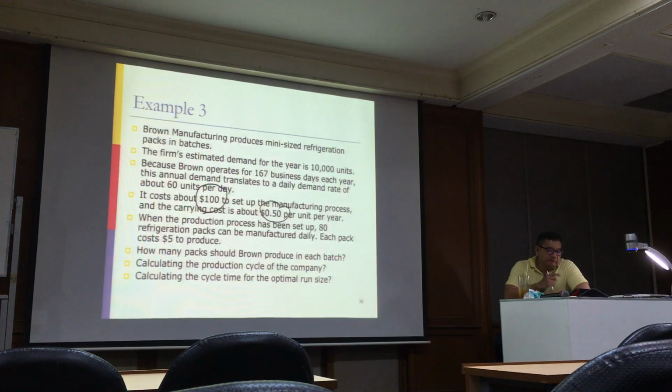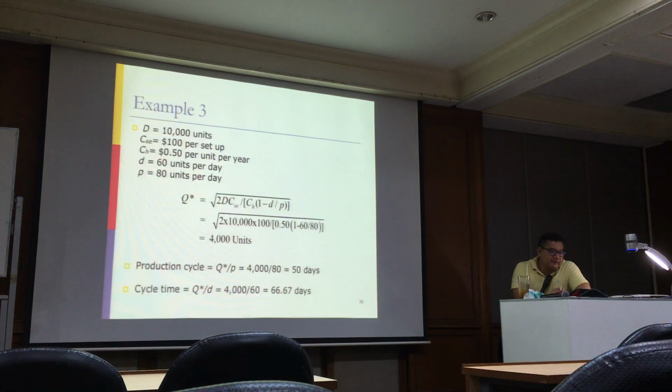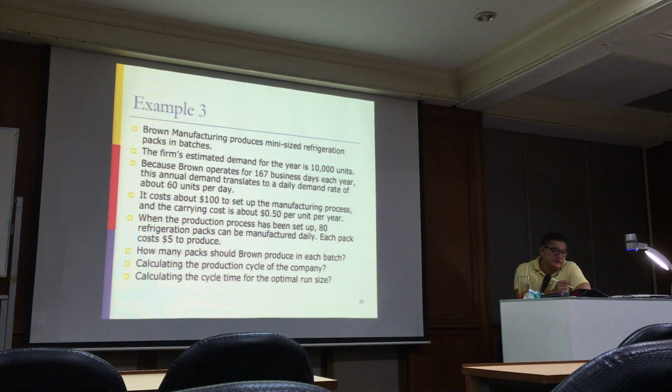Demand rate. We all know that the demand for this case is 60 units per day. The company has demand of 60 units per day, and it has a production rate equal to 80 units per day. So this is the demand rate, and this is the production rate.